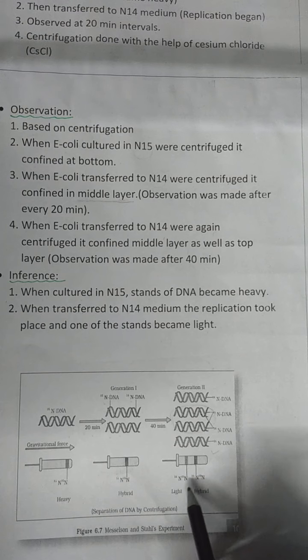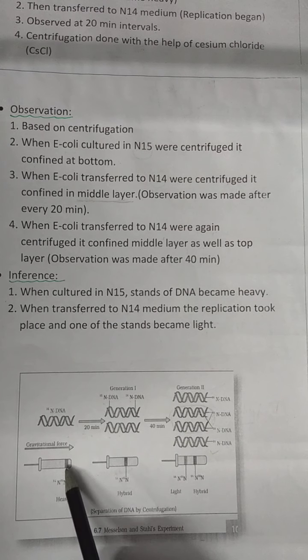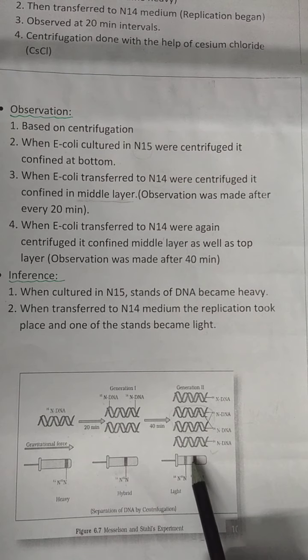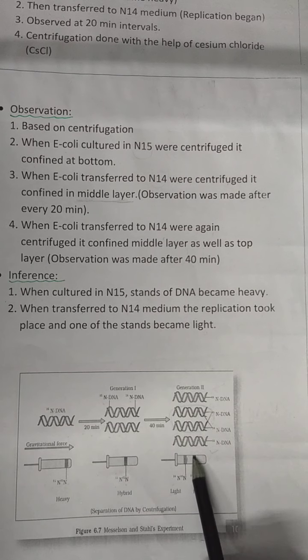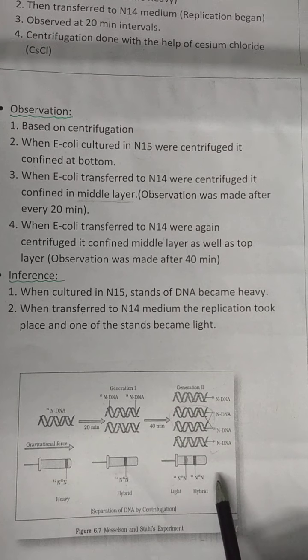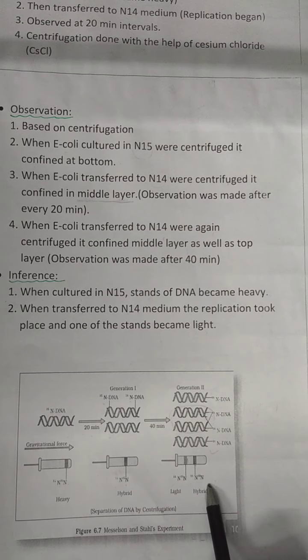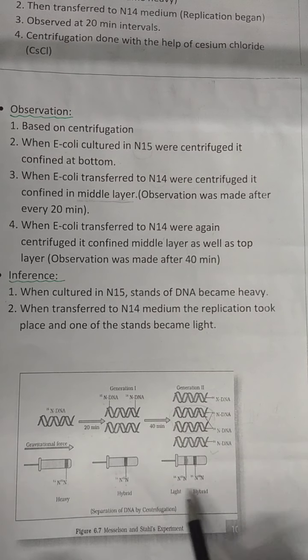So these are again semi-conservative. Here you can see this is the heavy N15, N15. This is the hybrid in between, N15, N14. Then it is light, that is N14, N14. This is hybrid N14, N15. So this was done by Meselson and Stahl to prove that DNA replication is semi-conservative.